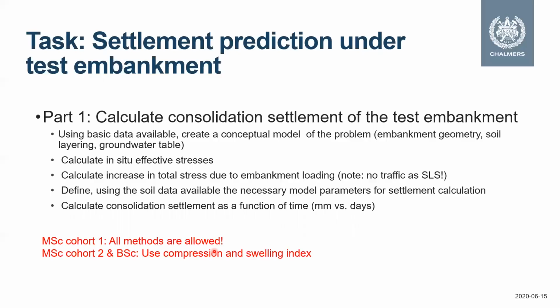For MSc cohort 1, we allowed them to use whatever method they want to calculate the one-dimensional consolidation settlement. For MSc cohort 2 and the BSc students, we decided to prescribe that they should use compression index and swelling index, because that way there is this dependency on pre-consolidation pressure for these lightly over-consolidated soils, and it links better with what's coming in the 5th year, for example, in soil modeling and numerical analysis when we go to critical state models.